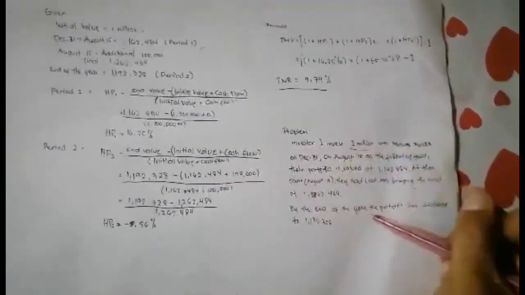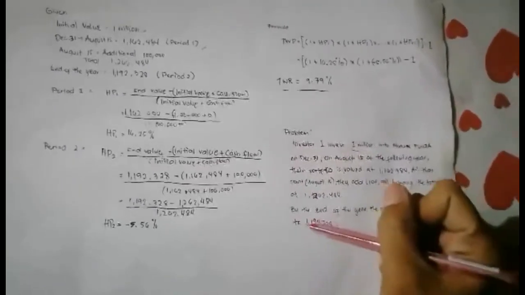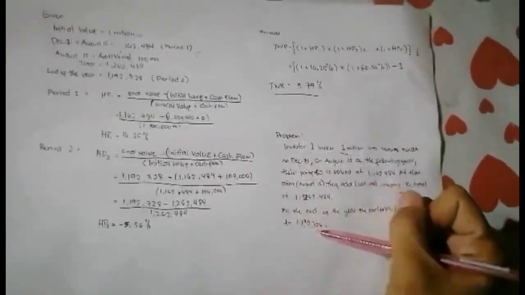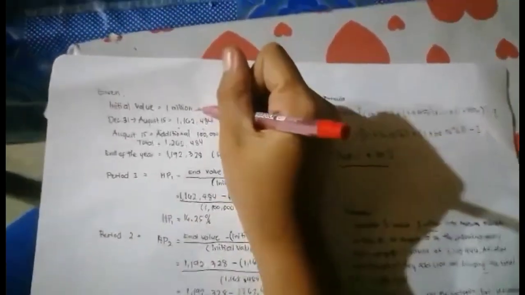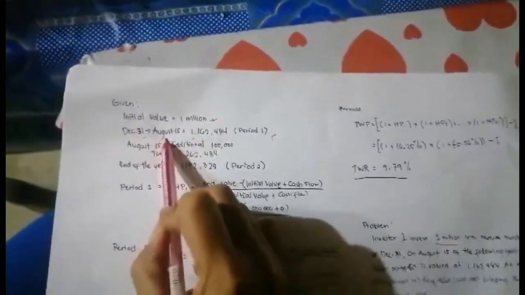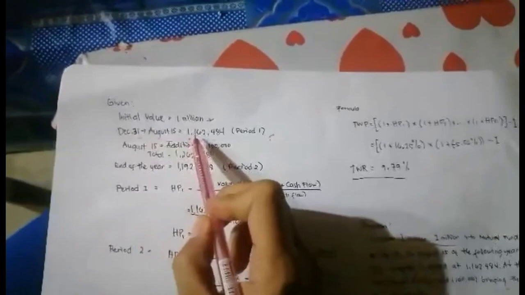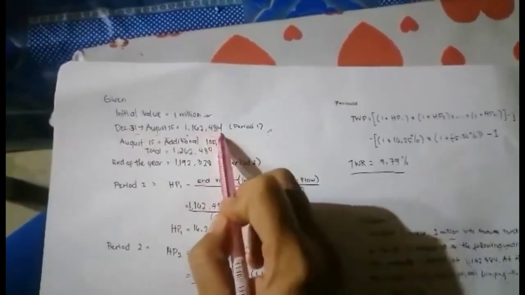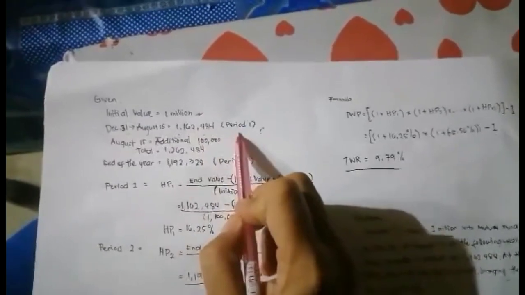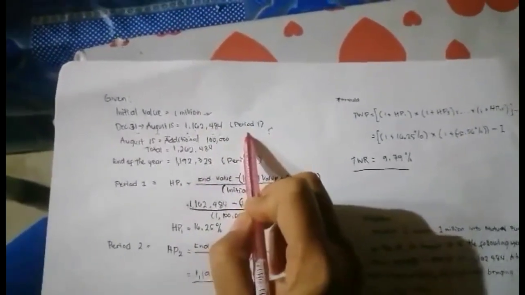$1,262,484. By the end of the year, the portfolio has decreased to $1,192,328. So, the initial value is $1 million. From August 31 to August 15, his account increased into $1,162,484. This is the first period.